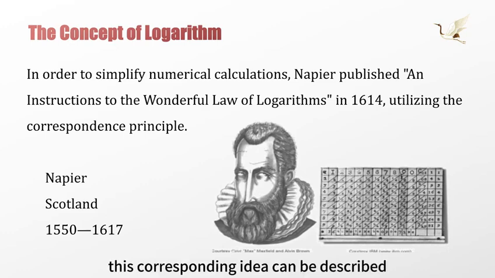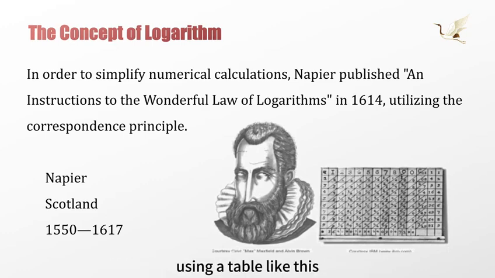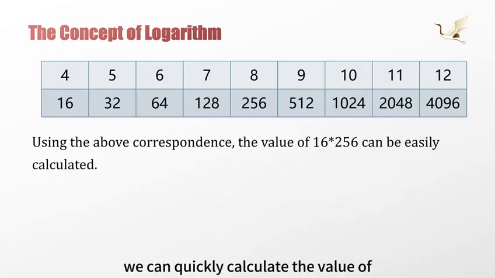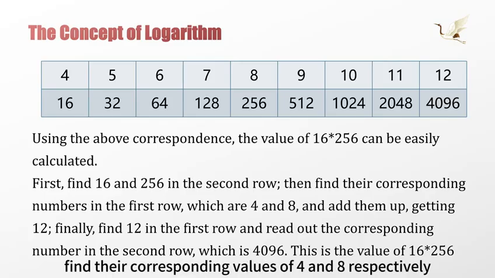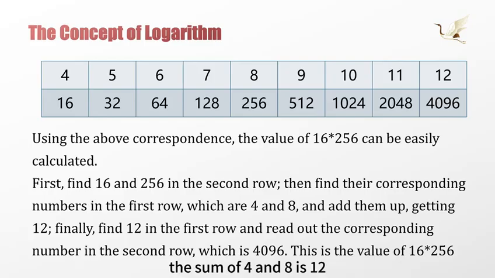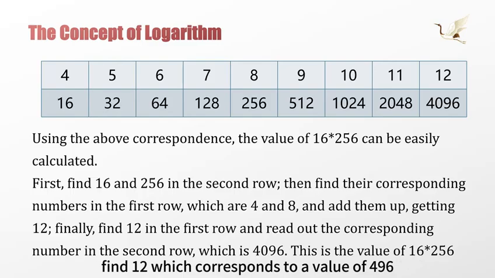This corresponding idea can be described using a table like this. We can quickly calculate the value of 16 times 256 using this table. Firstly, find 16 and 256 in the second row. In the first row, find their corresponding values of 4 and 8 respectively. The sum of 4 and 8 is 12. In the first row, find 12, which corresponds to a value of 4096, which is the product of the two numbers.